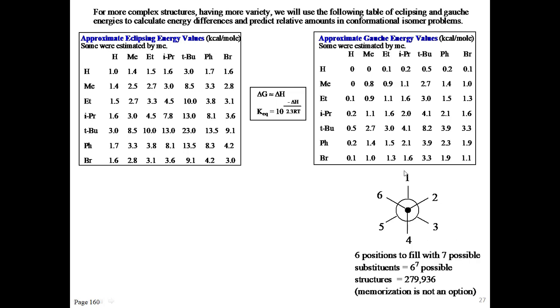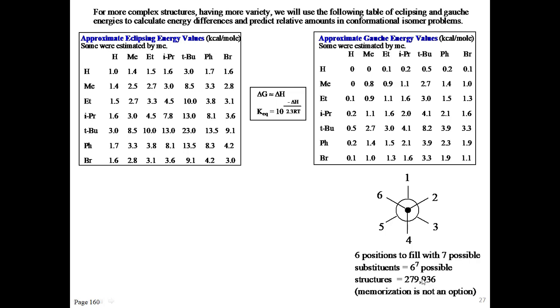So if we just number around here, 1, 2, 3, 4, 5, 6, you see we have 6 total positions to fill in from the groups that are up here. That means at each position I have 7 possibilities, and 7 possibilities, and 7 possibilities. So the total number of possible structures I could give would be 6 to the 7th. Okay, 6 positions with 7 possibilities. That turns out to be quite a big number, about 280,000.